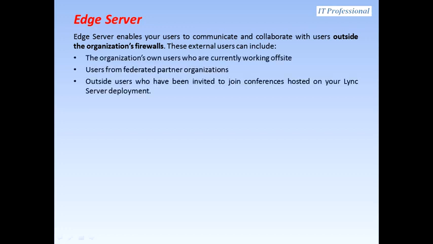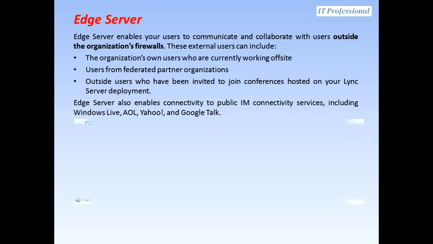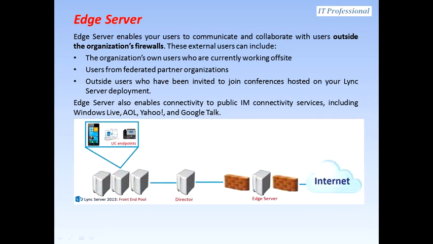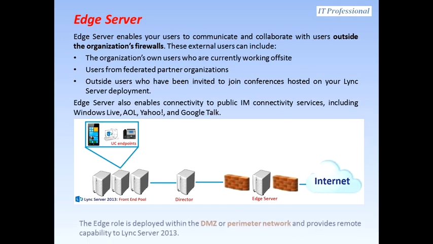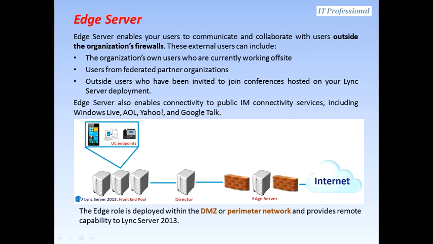For the edge server, it enables your users to communicate and collaborate with users outside the organization's firewalls. These external users can include the organization's own users who are currently working off-site, users from federated partner organizations, and outside users who have been invited to join conferences hosted on your Lync server deployment. Edge server also enables connectivity to public instant messaging services, including Windows Live, America Online, Yahoo, and Google Talk.